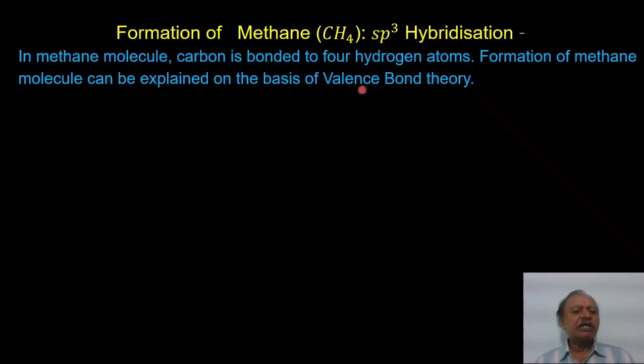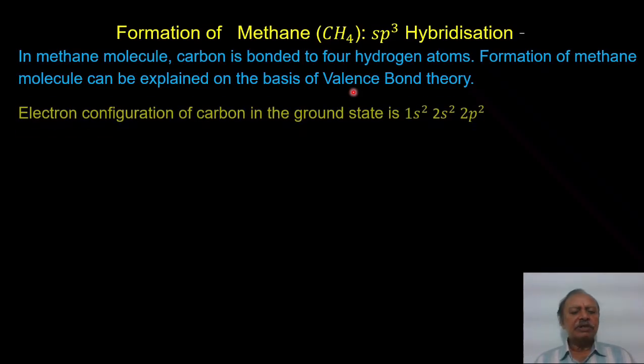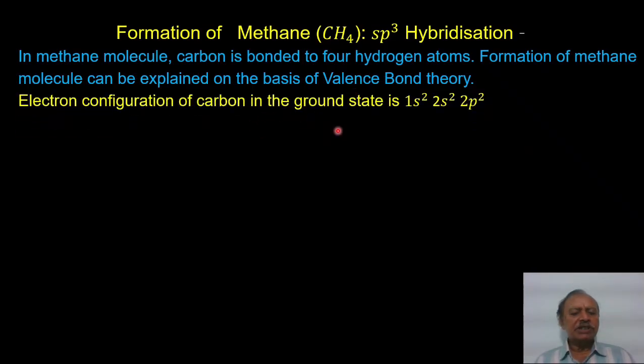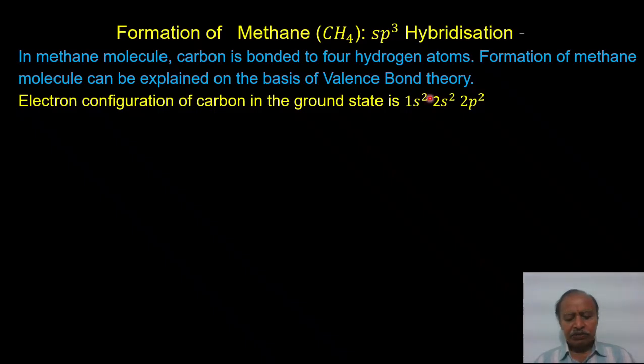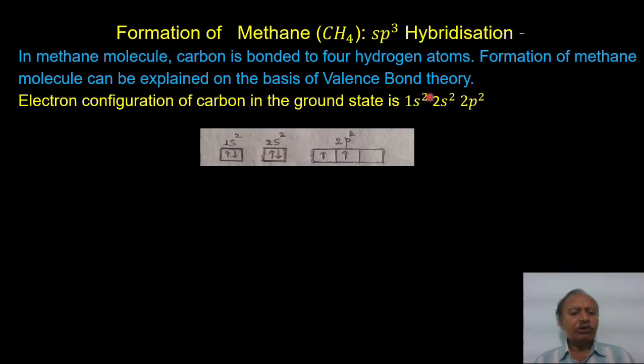For understanding the formation of the methane molecule, first of all we have to know the electronic configuration of the carbon atom in the ground state. That is 1s2, 2s2, 2p2. Now if we represent these orbitals in the form of boxes, this is the 1s orbital with 2 electrons, this is the 2s orbital with 2 electrons, and these are the 2p orbitals.